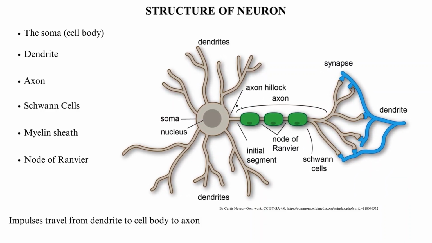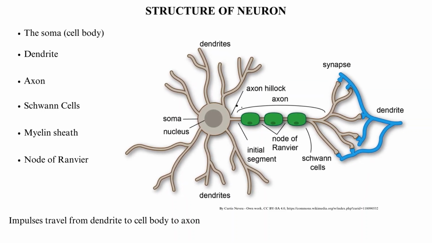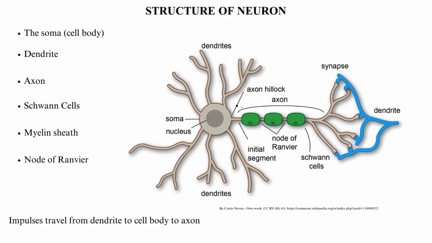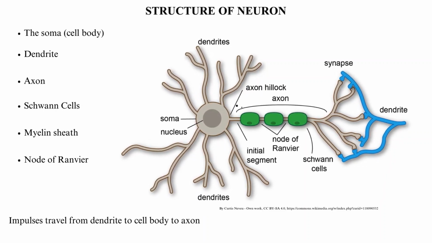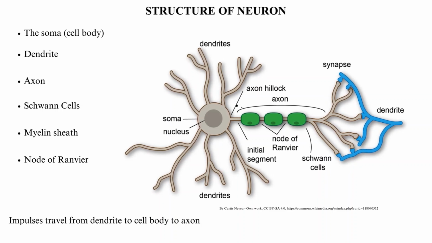Schwann cells are those which produce the myelin sheath. Myelin sheath is a dense lipid layer which insulates the axon. Nodes of Ranvier are the gaps or the nodes in the myelin sheath. Impulses travel from dendrite to the cell body to the axon.